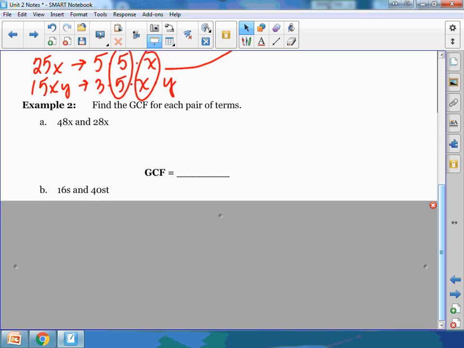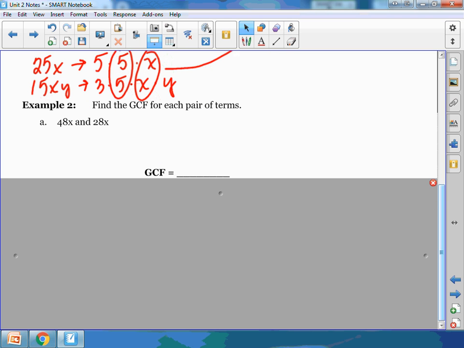Okay? So let's take a look at another set here. 48x, 28x. Let's just do this one, and then we'll have you do the next two on your own. So I'm going to go the thorough route here. I'm going to list them out. But if you want to try at your seat, if you want to try to do it without listing them, that's an option as well. I'm going to list all of the factors here.